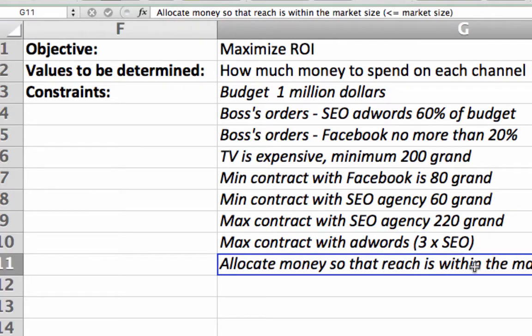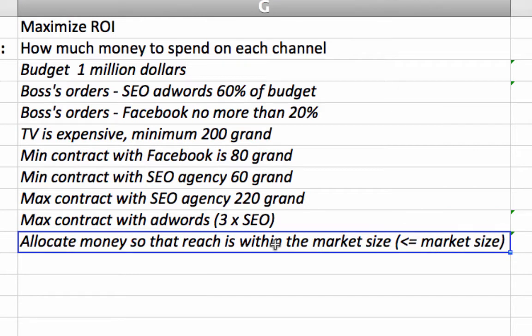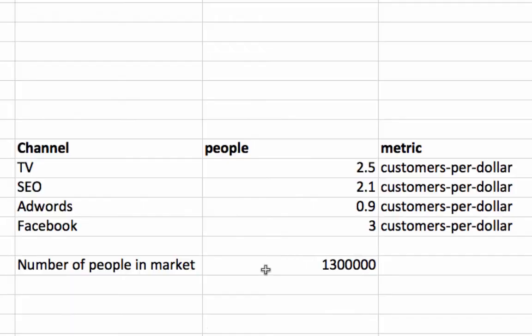Now, there's another interesting constraint, which is we want to allocate our money such that our reach is within the size of our market. The size of our market is 1.3 million. So you can see that number represented down here. It doesn't really make sense to advertise outside that market. And we also have these spread or reach metrics that were handed down to us as well, which describe these outlets, TV, SEO, AdWords, and Facebook. And we know that within each one, for example, in TV, we get 2.5 customers per dollar, SEO 2.1 customers per dollar, AdWords 0.9 customers per dollar, and Facebook, we get 3 customers per dollar.